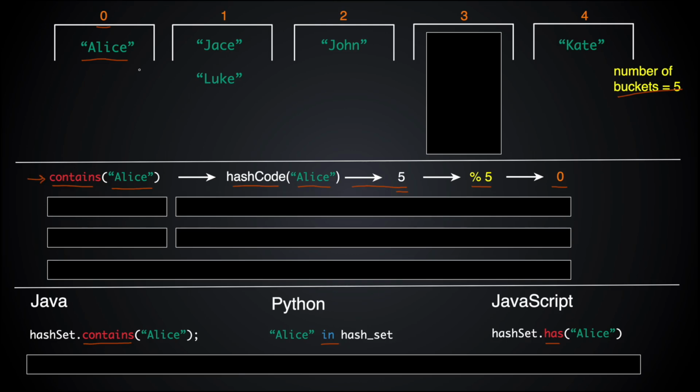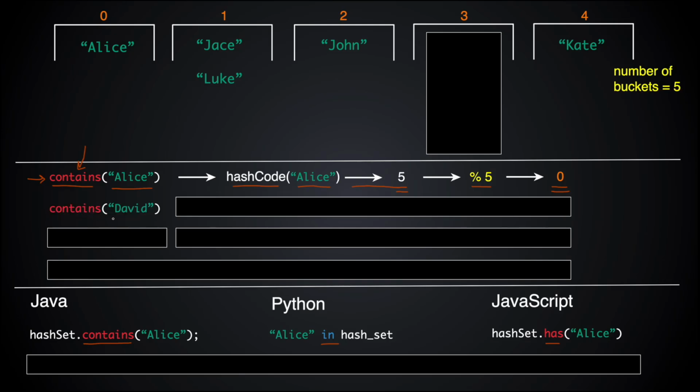And that's exactly the magic of the hash set. Despite having 1, 2, 3, 4, 5 elements, we were able to really quickly get the number of the bucket and only check the elements inside this bucket. In our case, only one element, Alice. That's why our operation contains works really fast.